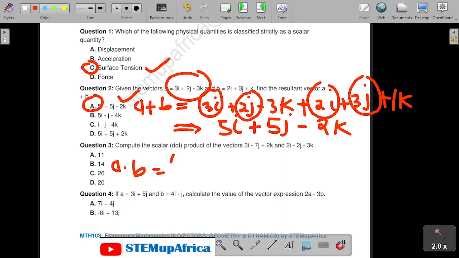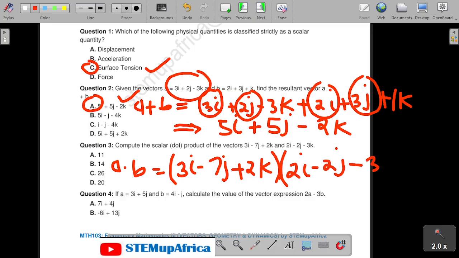will give us vector A first, 3i minus 7j plus 2k, if I have to call the first vector A, dot second vector B, 2i minus 2j minus 3k. So we're going to multiply based on their vector sign, i to i, j to j, and k to k. i to j is 0, j to i is 0, k to j is 0, k to i is 0. So that's why we just go straight to i to i, j to j, and k to k.